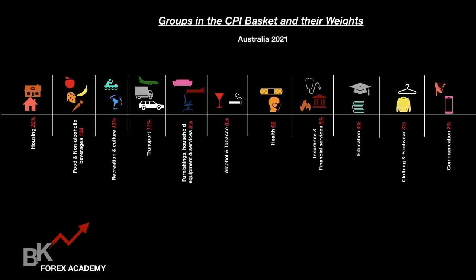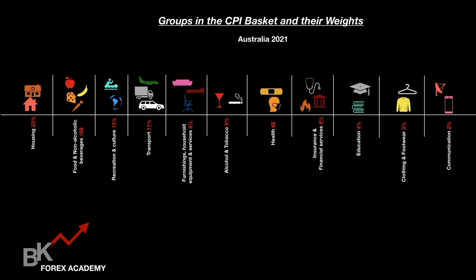So if you look at housing to the left, all the way to the right where it talks about communication at 2%, this is comparing from their last quarter CPI report. So housing has gone up 23% from their last quarterly report. Food and non-alcoholic beverages went up 16%, and so on and so forth. So this is highly important in regards to interest rates, which can affect the Forex market and even the stock markets and the other markets around the world.